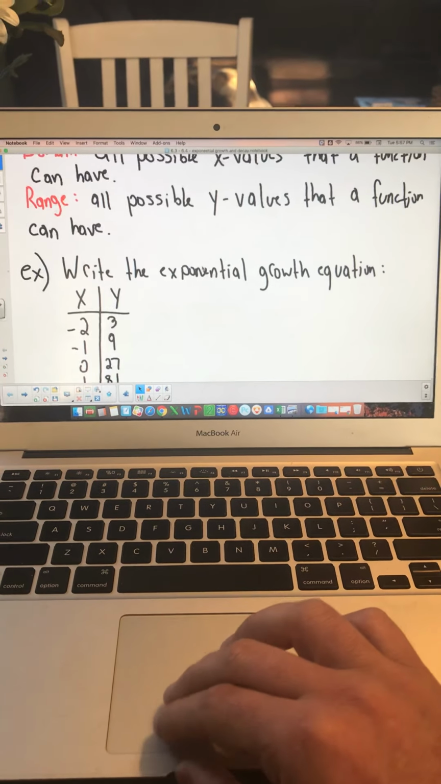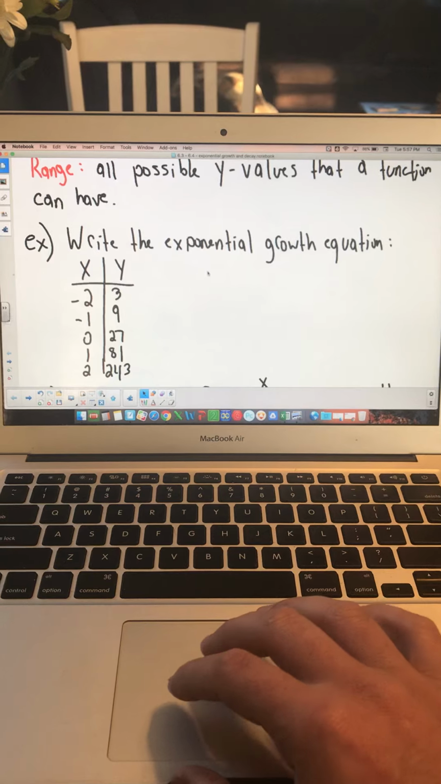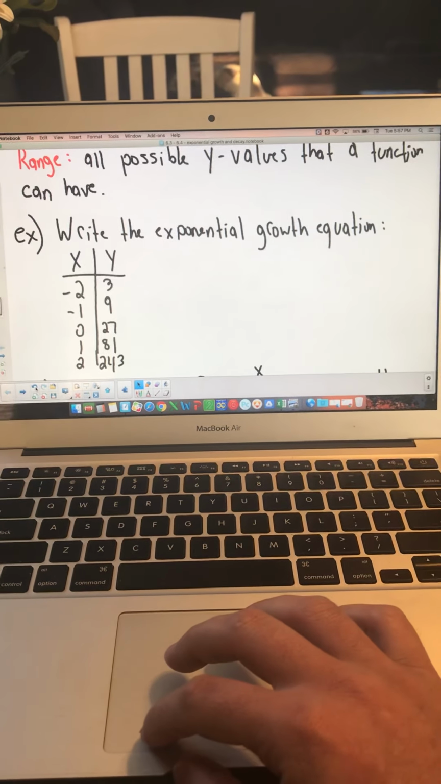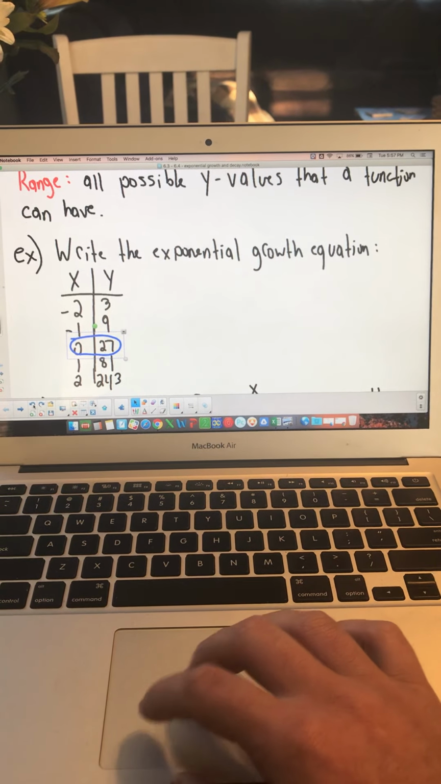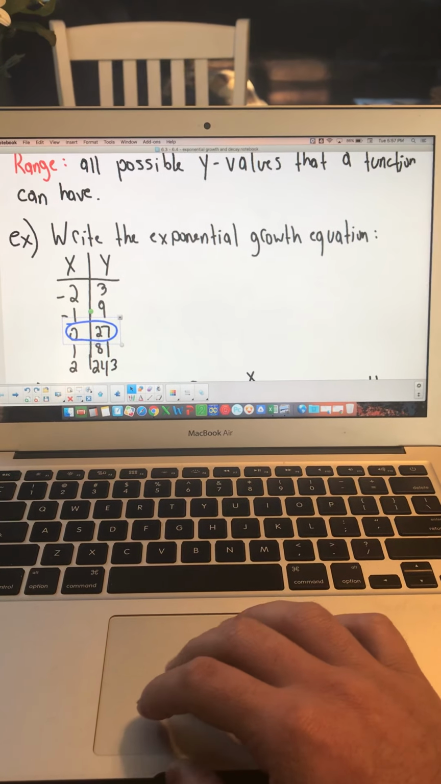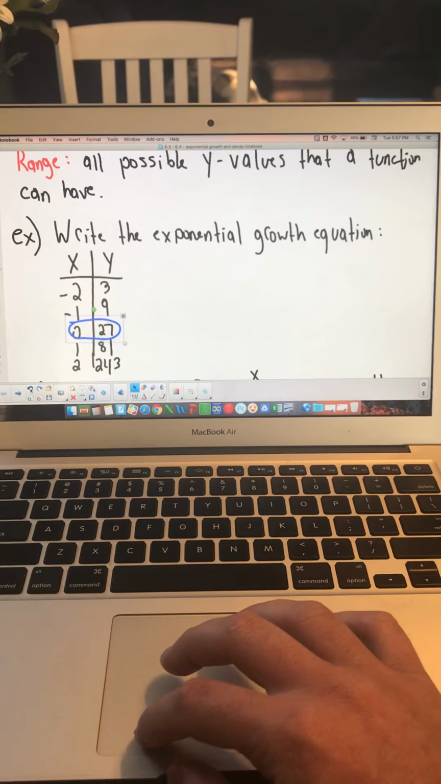So here we go. We're going to write the exponential growth equation given this chart. All right, so we know it's exponential growth. We're going to need this key part because it's a y-intercept, an initial amount. And it's exponential.